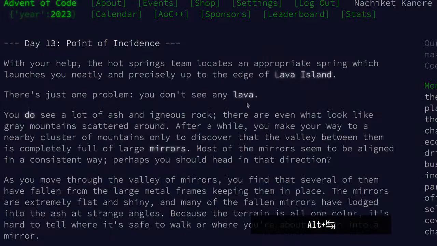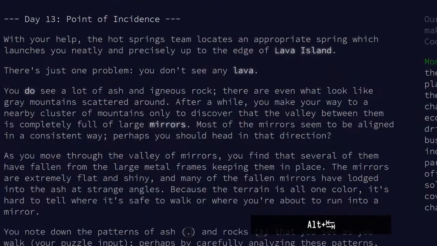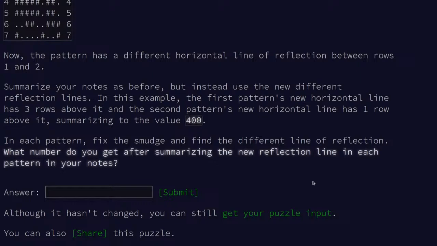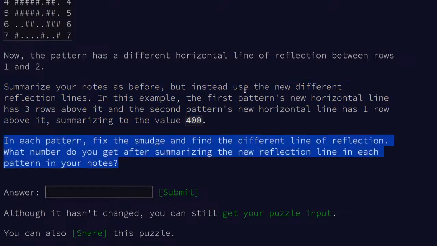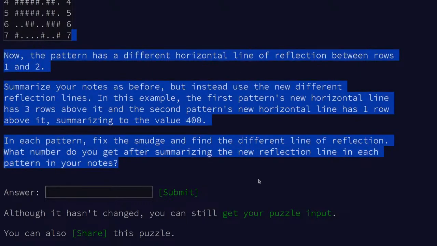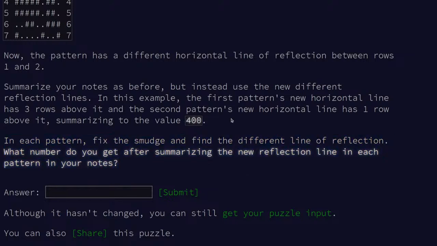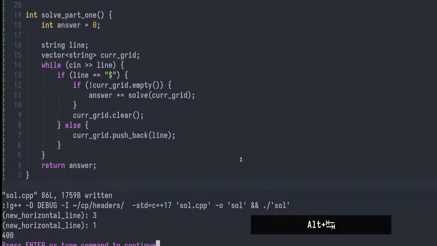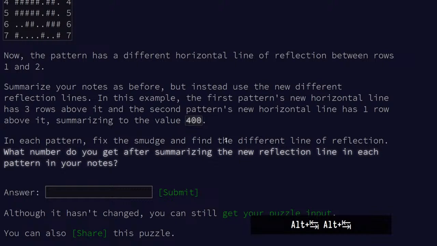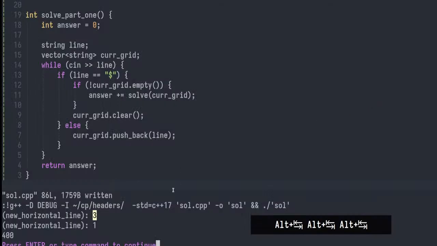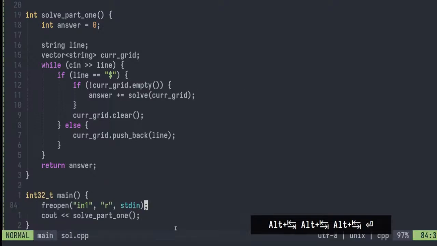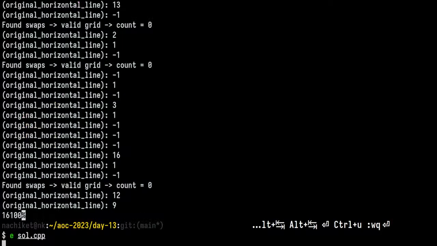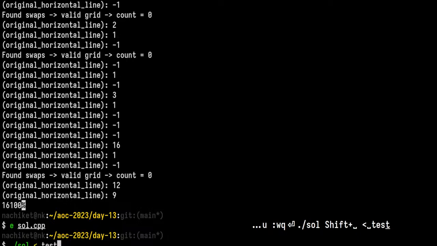What if we want to add them for all of the possibilities and not just break whenever we find one? So 3 and 1 is perfect. So first pattern's horizontal line has 3 rows above it. That is what I have written here and under it. So answer 400 is fine for sample test case. Do I get the same answer again?